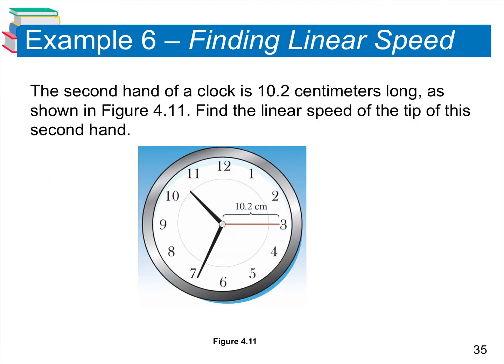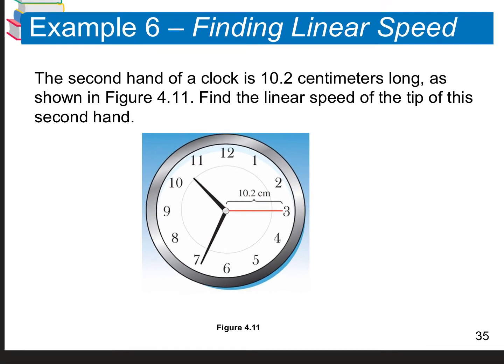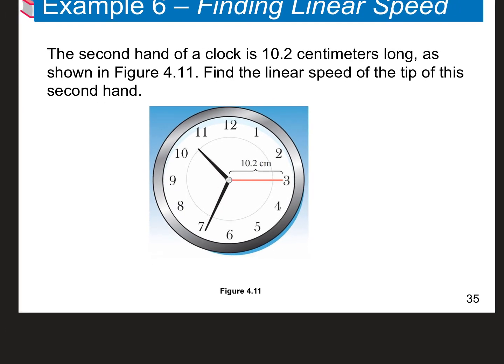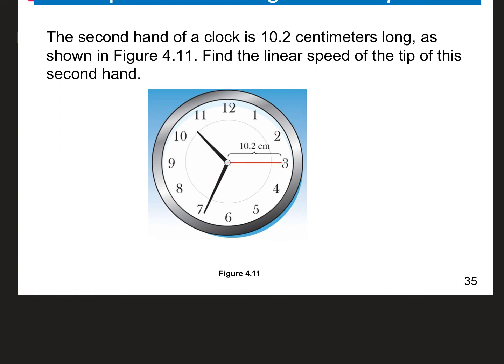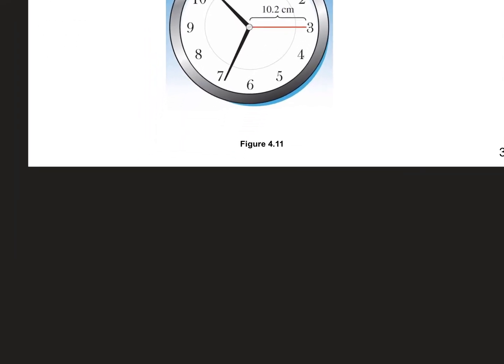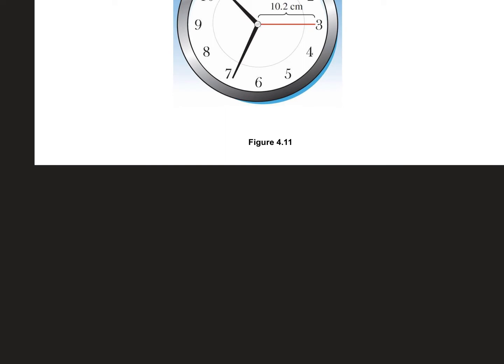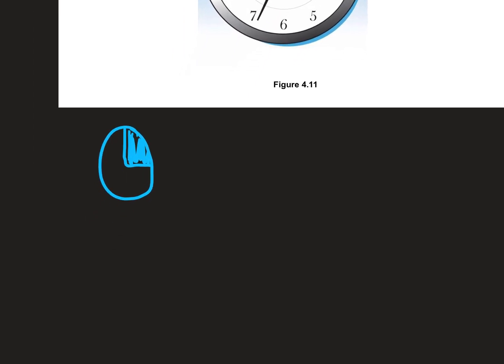A specific type of question where we can find the linear speed or angular speed would be questions involving clocks, because the angle changes, it's moving. This says the second hand of a clock is 10.2 centimeters long, as shown in figure 4.11. Find the linear speed of the tip of the second hand. So it's important to know some facts about a clock and a circle in particular. If I had a clock and I was just looking at this part of the clock, that would be a fourth of the clock, or 1/4.